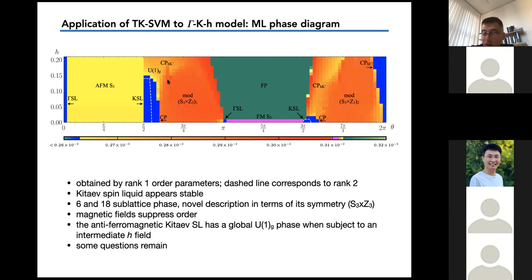And this one corresponds to the interesting spin liquids with non-abelian order in the quantum case, which is believed to be the parent spin liquid of all the interesting physics. Nevertheless, I have to say questions remain. This is our phase diagram. This is currently the best we can do, but there are still questions unanswered.